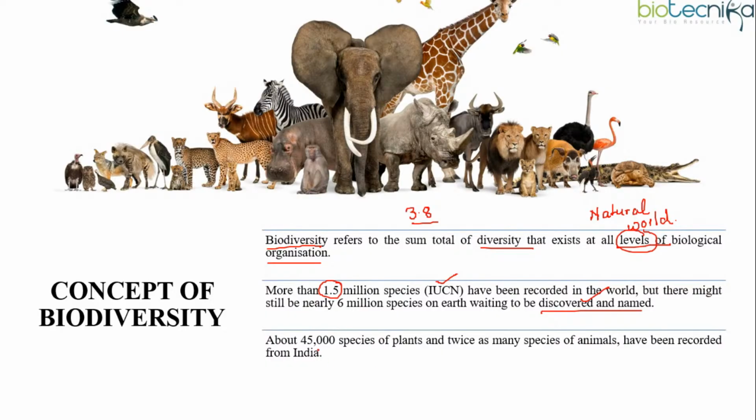Even if we talk specifically about India, here about 45,000 species of plants and twice as many species of animals have been recorded. So that means the ratio of animals to plants is 2:1. But still, there are a lot of species of plants and animals yet to be discovered and described.